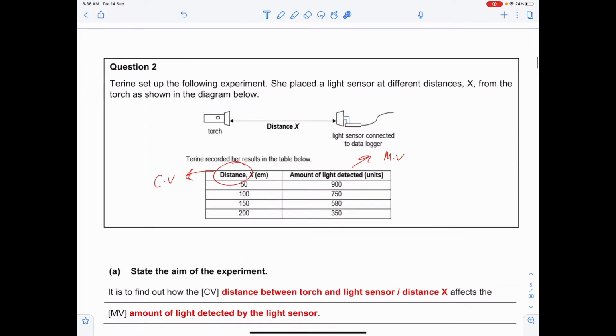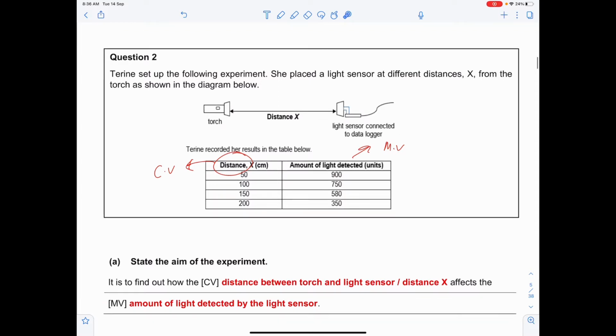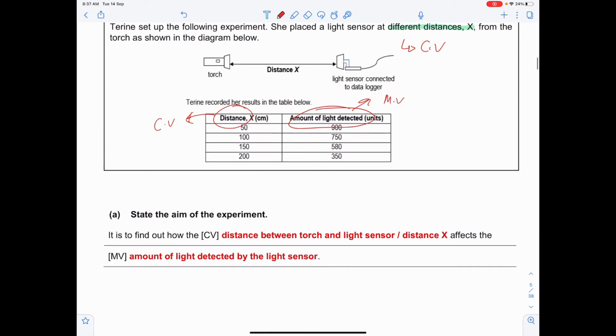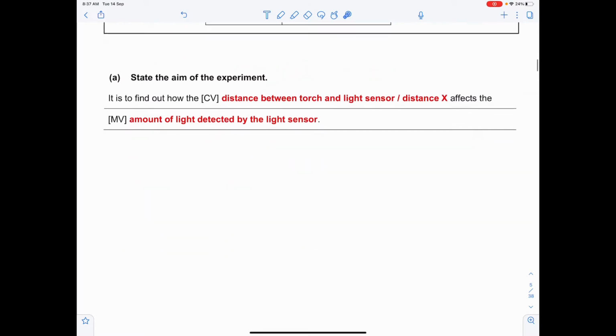Okay, now question 2, another example. Taryn set up the following experiment. She placed a light sensor at different distances. So your different distances in this case would be your change variable, and your measured variable is the amount of light detected. So once again, to find out how the change variable, which is actually the distance between torch and light sensor, affects the amount of light detected by the light sensor.